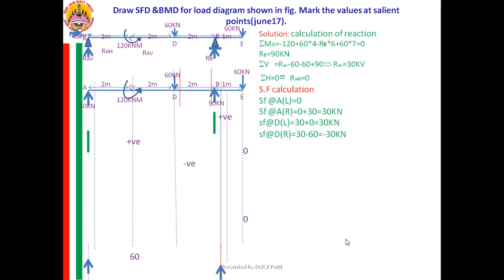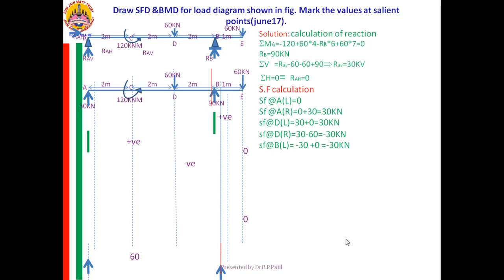From there, you are going to B left, SF at B left. Already minus 30 is there. Just see, is there any change in the SF or vertical force from D right to B left? No change. That is why it is minus 30 plus 0 equal to minus 30.